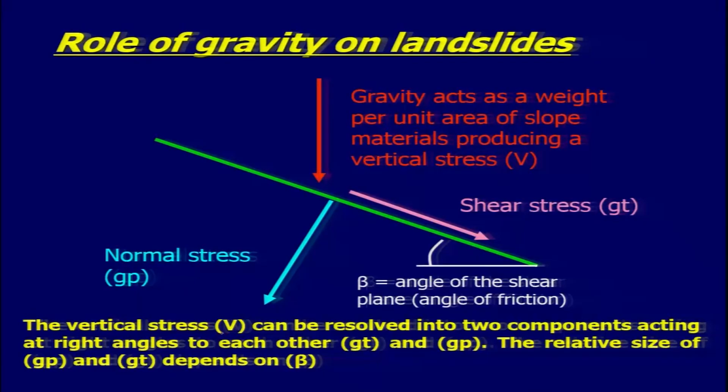So, the vertical stress V can be resolved into two components acting at right angle to each other, that is your GT shear stress and GP normal stress. The relative size of GP and GT depends on the slope. This is what we just discussed in the previous slide. So, this will depend on the slope angle, because as soon as you vary the slope, the GT shear stress and the normal stress GP will vary.